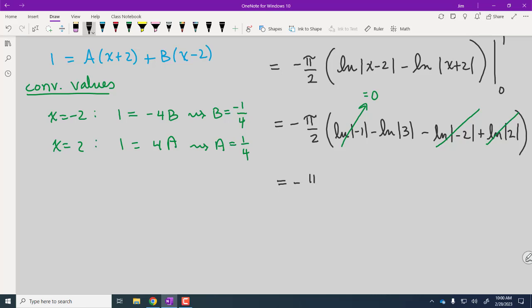So we have minus pi over 2 times negative natural log of 3. And the minuses will cancel, so we get pi over 2 times natural log of 3.